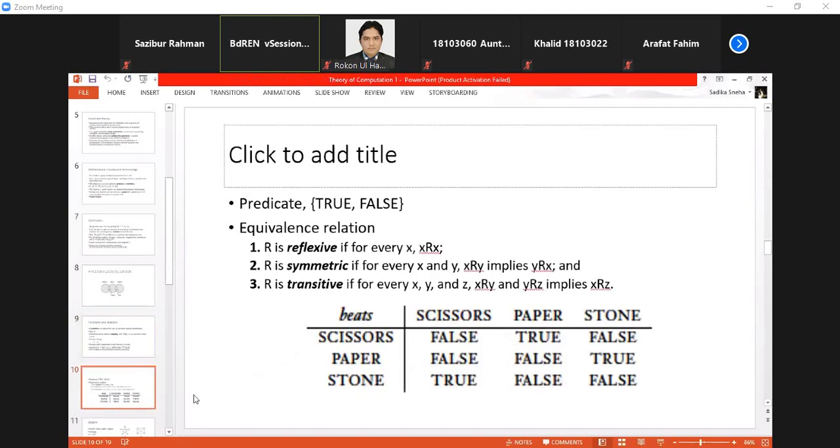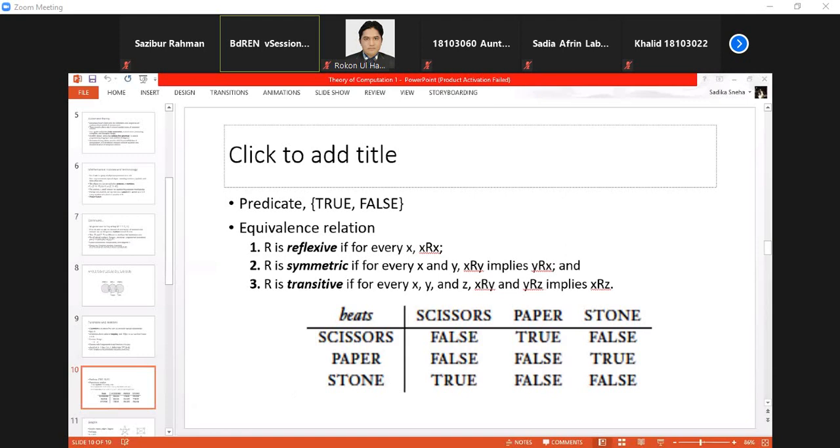Okay, we have some more things left for the function part. So what are the things that we are left with? We have predicate. This is the new thing for today.